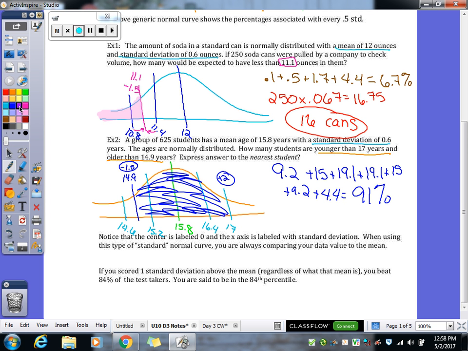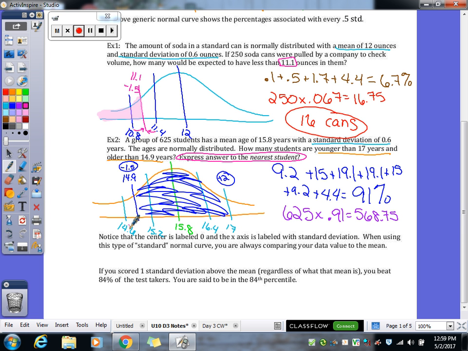So now to actually find the number of students, we just have to multiply. There's 625 times our 90.91. What do we get with our decimal? 568.75.